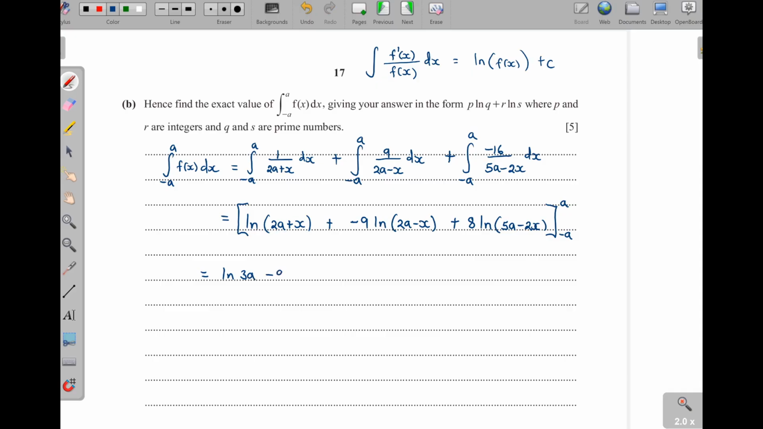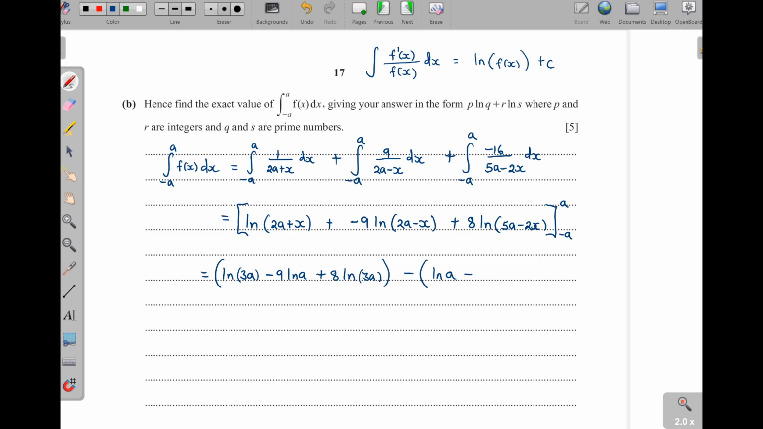Then minus 9, put a here, so 2a minus a, that one will be a. Then the next one is 8, then the natural log of, put this one here, 5a minus 2a, that will be 3a, not so? So we have this one here. Then minus, now we go to the negative, so put a negative here, that will be 2a minus a, that will be an a.